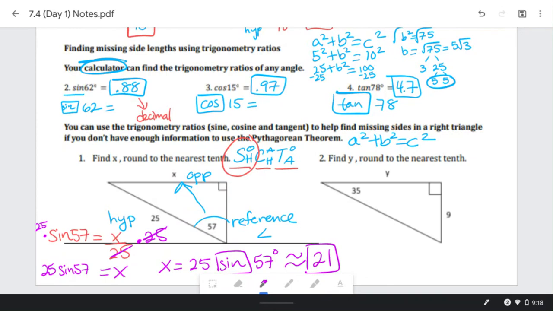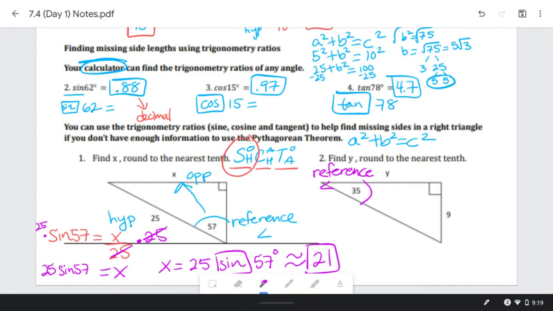And that's how you use sine, cosine, and tangent to find a missing side when you're not able to use the Pythagorean theorem. So let's go ahead and try number 2 now. So let's look. We have 35 as our reference angle. And again, instead of writing sine A, sine B, or cosine A, cosine B, you're just going to write 35. You have an actual angle now instead of just having a variable like A or B.